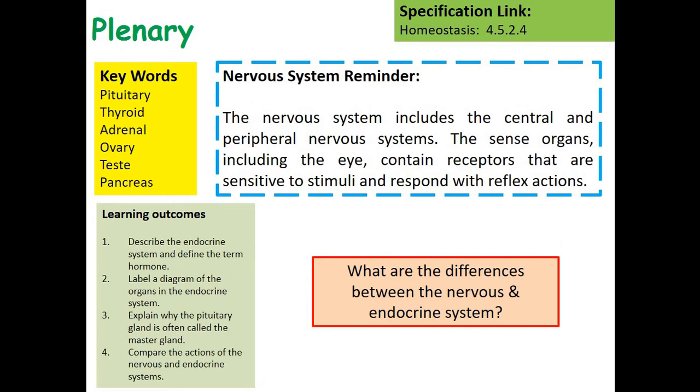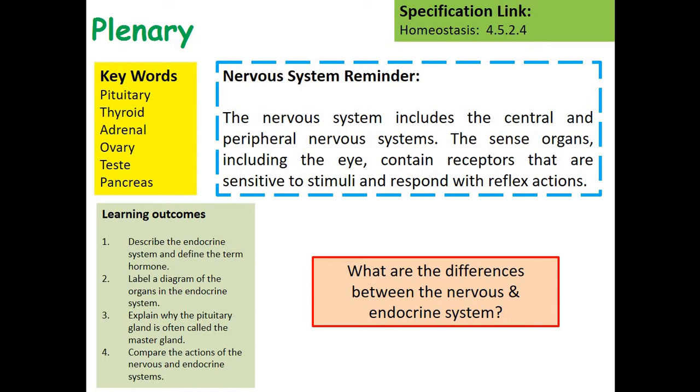So finally, just to bring this together, I want us to consider the differences between the nervous system and the endocrine system. You might want to pause the video at this point and have a think. What are some of the key differences? I'd like you to then go on to the internet and do some research. What are the key differences?